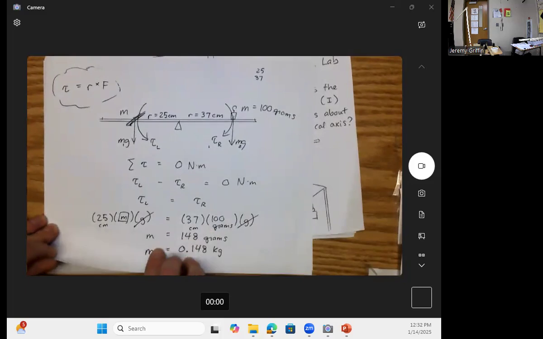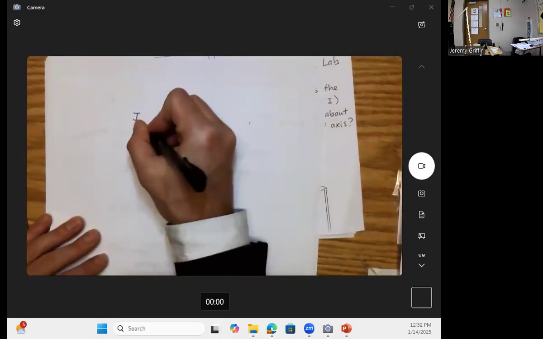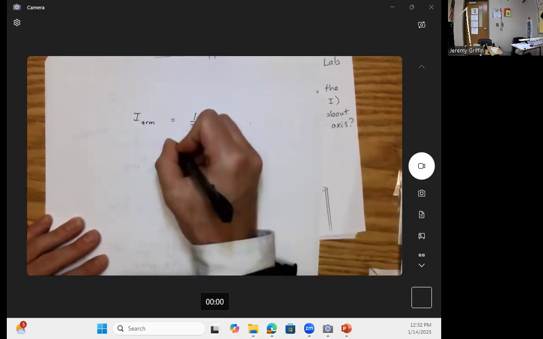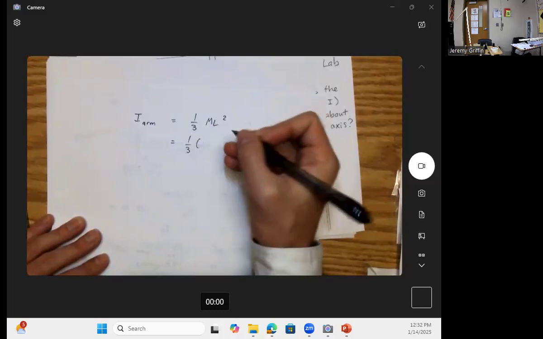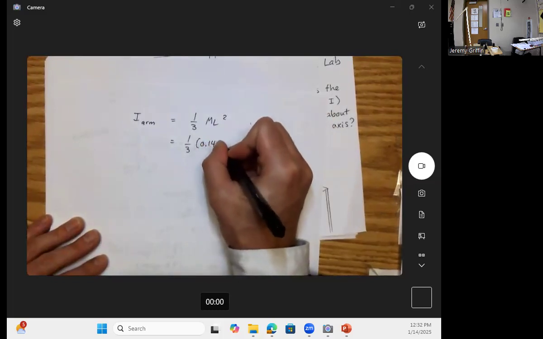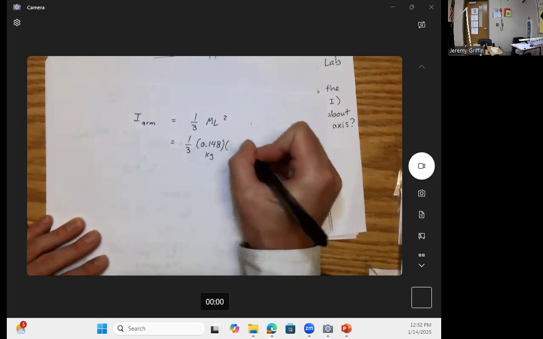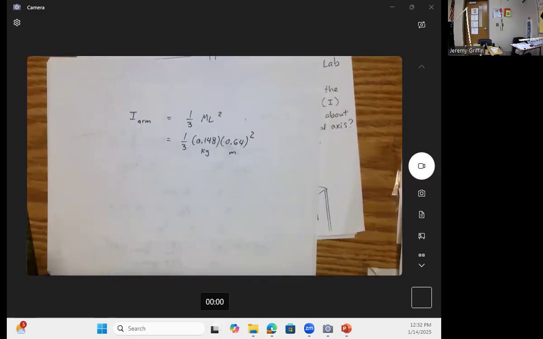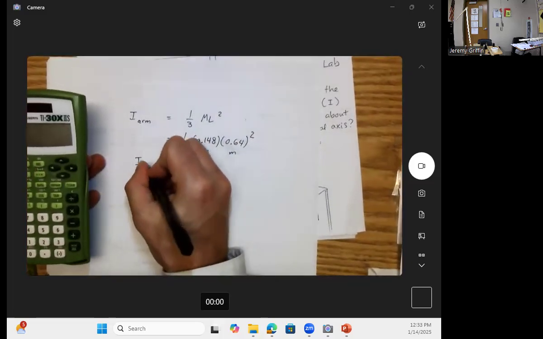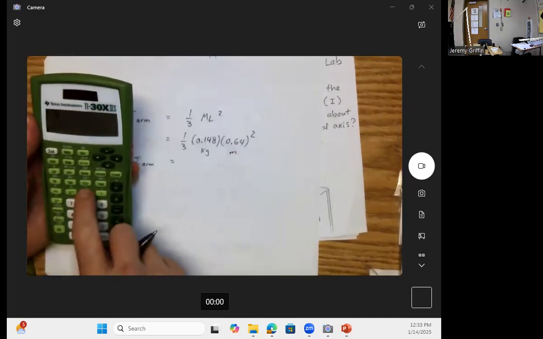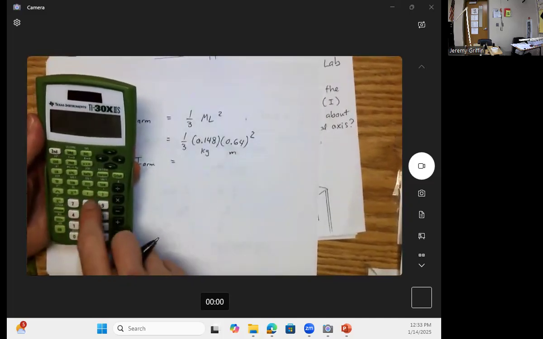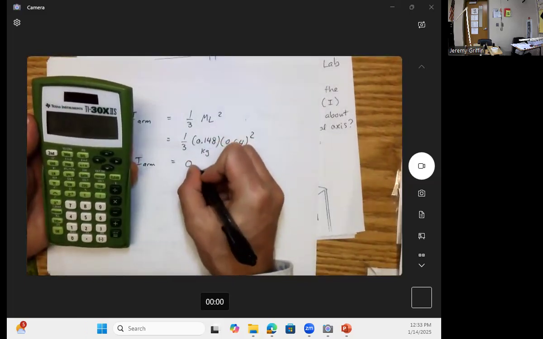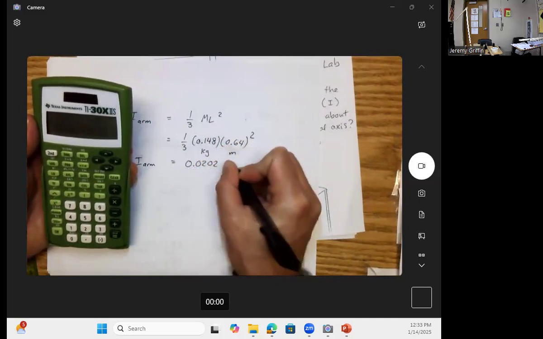And oh, I remember the length of this was 63 centimeters, I was using, right? Right. So let's try this out. So for a single arm, I say it was 1/3 ml squared, like that. Right. So 1/3, we got 0.148 kilograms. And we got 0.64 meters, and that's being squared. Okay, let's see, what is I for a single arm? So 1/3, 0.148, 0.64 squared, okay, is 0.0202 kilogram meter squared.